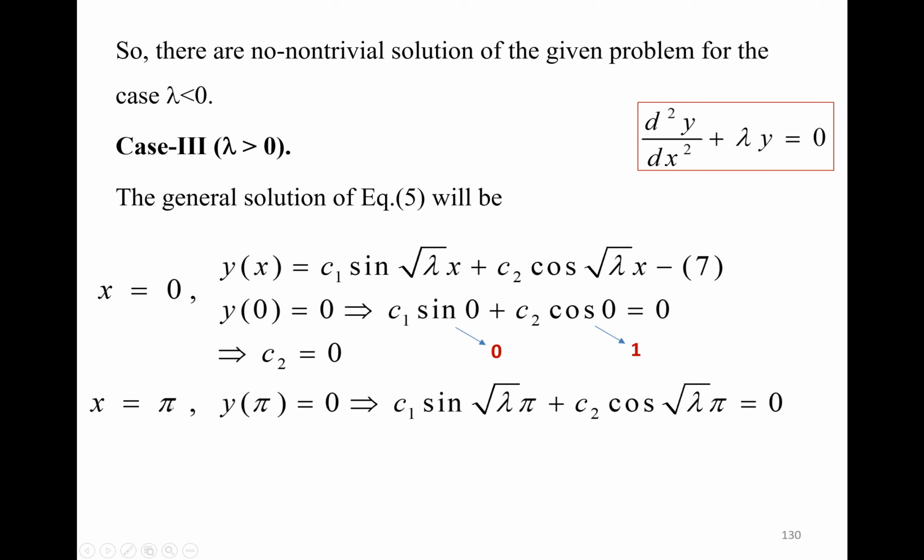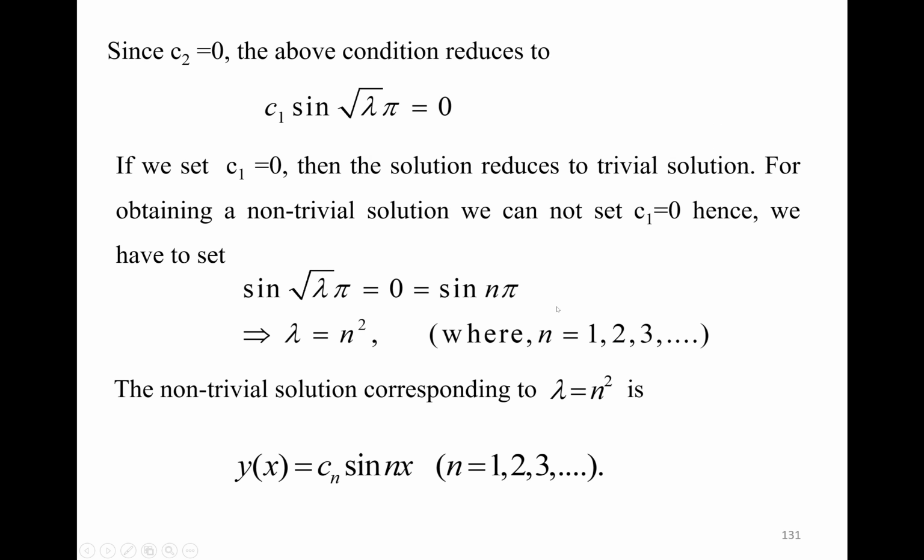Now we substitute another boundary condition, x equals pi. So y of pi equals 0 gives c1 times sine root of lambda pi plus c2 cos root of lambda pi equals 0. Already we know that c2 equals 0. Substituting c2 equal to 0 in the above equation, we have c1 sine root of lambda pi equals 0. Look at the equation now: either c1 equal to 0 or sine root of lambda pi equals 0.